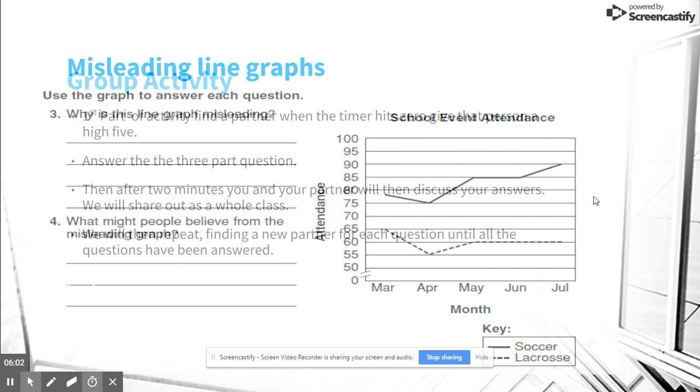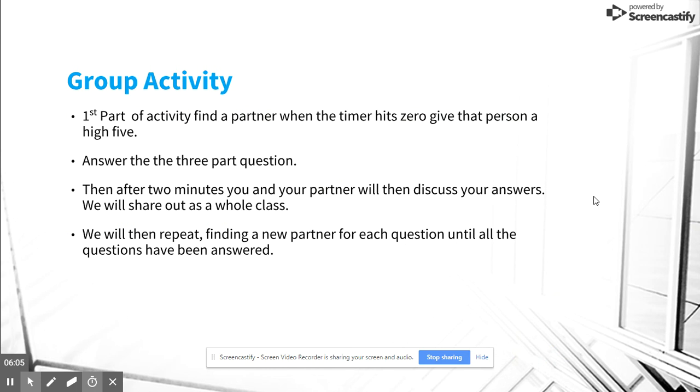All right. So next, we're going to do a group activity, taking what we just learned. The first part of this activity, we're going to find a partner. When the timer hits 0, you're going to find that partner, give them a high five, and you're going to answer a 3-part question. After 2 minutes, you and your partner will discuss your answers together, and we will share out as a whole class. We will repeat until all the questions have been answered on the board.